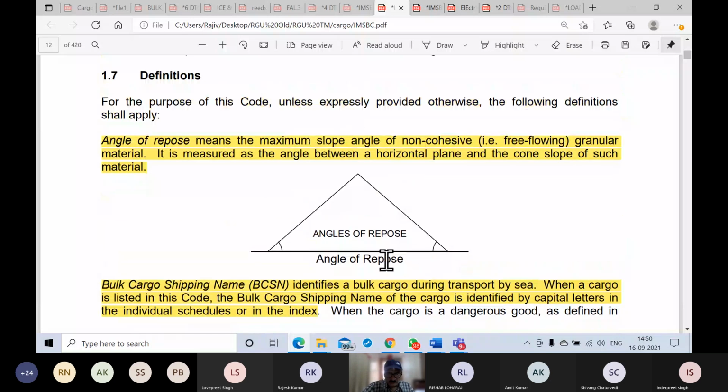The next definition which you should be aware of is BCSN, bulk cargo shipping name. This is identifying a bulk cargo during transport by sea. It has got a proper shipping name. See, many cargoes are known just by nicknames, by local names, but the name put on the MSDS, or addressed in the safety data sheet or in the IMSBC Code, is actually the BCSN, the proper bulk cargo shipping name, not the nickname.